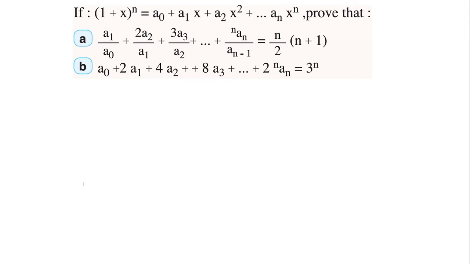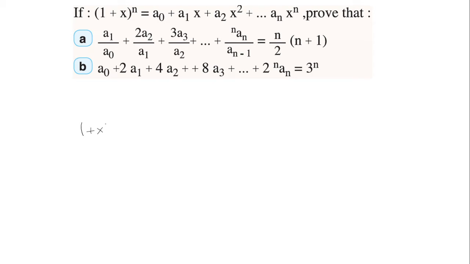We're given 1 plus x to the n is equal to this sum. In part A, we want to find the ratio of the terms, the sum of the ratios. We want to show that it's equal to n over 2 times n plus 1. One thing to note is that this is part of the binomial theorem.